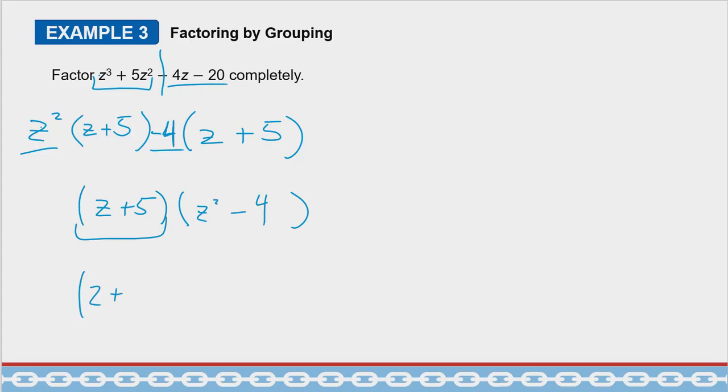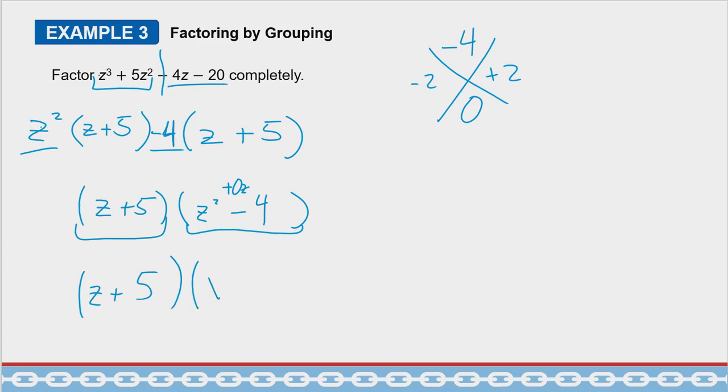What I need to do is see, can I factor this any further? So using trinomial factoring, what multiplies to negative 4 but adds to 0? There's a plus 0z hiding in this problem. And that would be minus 2 plus 2. So this part here would factor into z minus 2 and z plus 2.